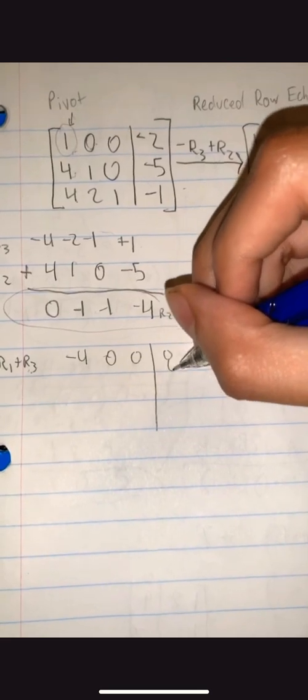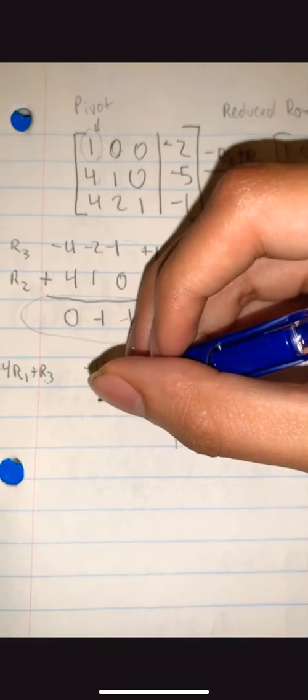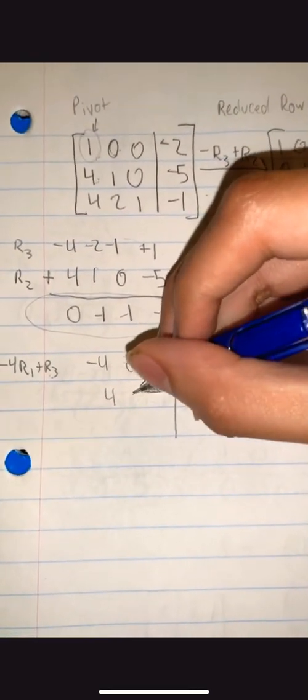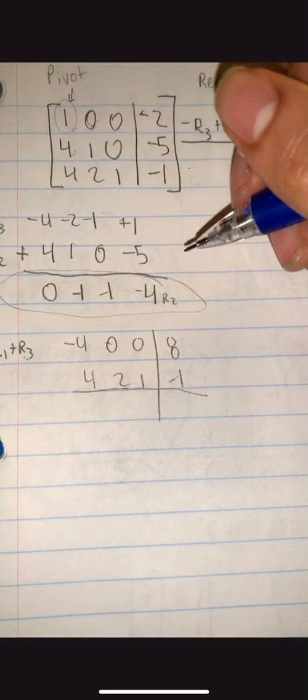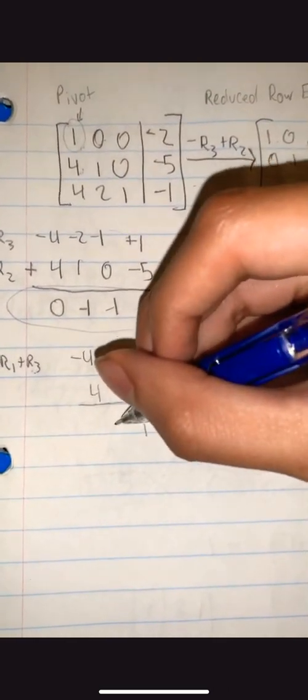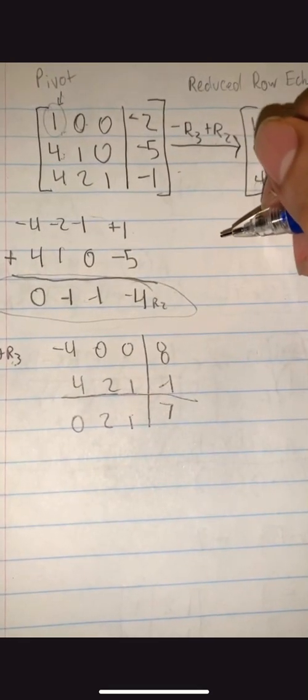So what this looks like, it'll look like this: -4, 0, 0. This is row 1 times -4, and it'll be +8, and then we'll be adding to row 3. So row 3 is 4, 2, 1, -1. So now we're going to add it. Okay, so 7, 1, 2, 0. And this will be our new row 3, because that's what we were solving for, row 3.